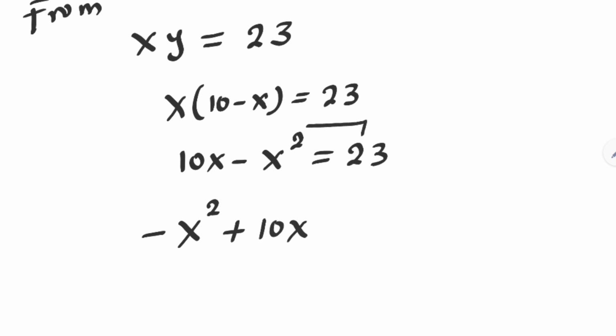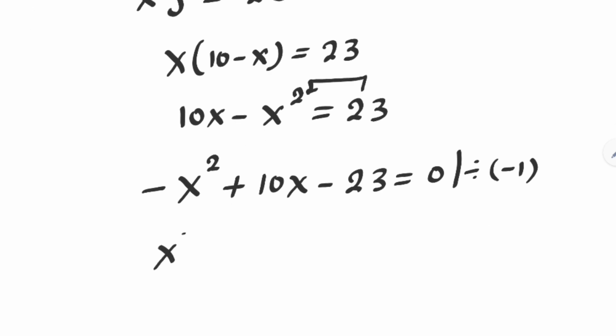If you bring this 23 to the left hand side, it becomes minus 23 is equal to 0. Let us divide the whole of this equation by minus 1. Minus x squared divided by minus 1 will give x squared, plus 10x divided by minus 1 is minus 10x, minus 23 divided by minus 1 is plus 23, is equal to 0. This is a quadratic equation.